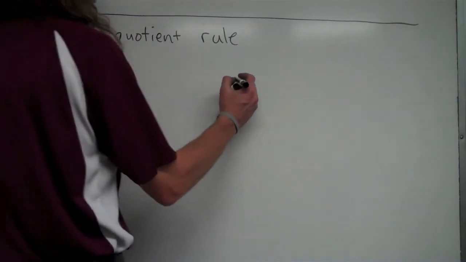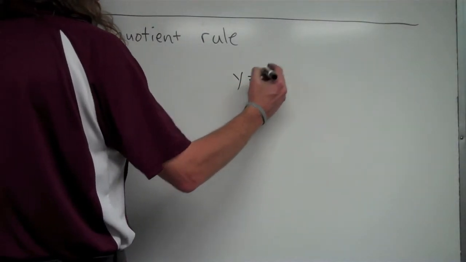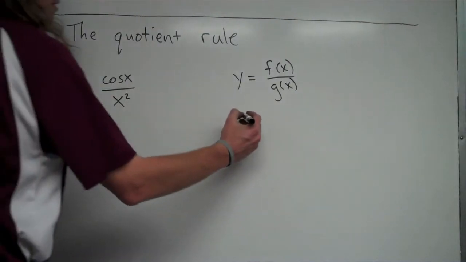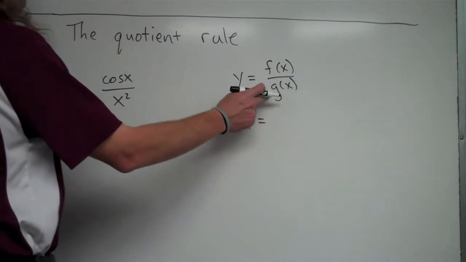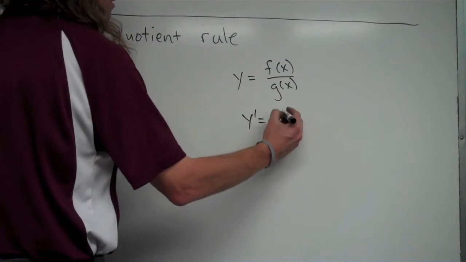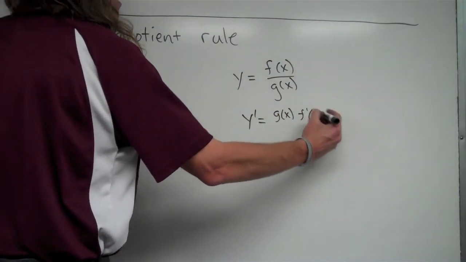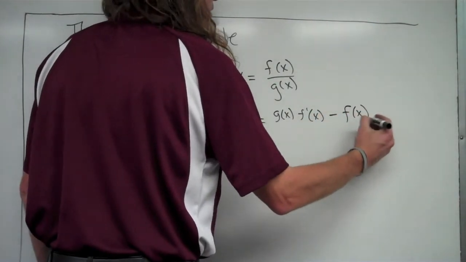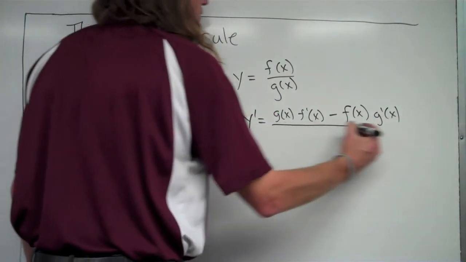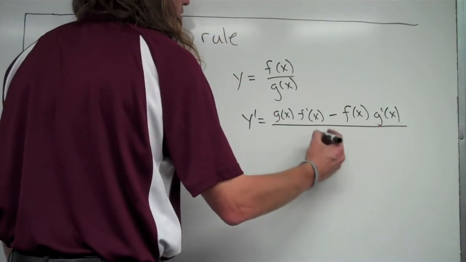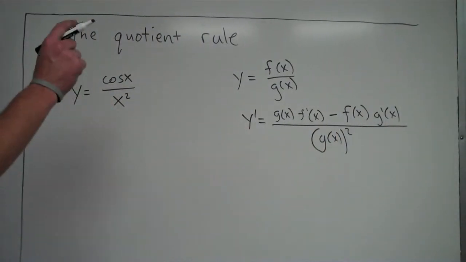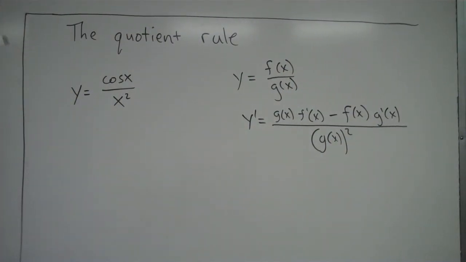Now the quotient rule looks like this. If you have two functions divided by one another, f of x over g of x, the way you take the derivative using the quotient rule is you do the bottom times the derivative of the top, so in this case g of x times f prime of x, minus the top times the derivative of the bottom, so f of x times g prime of x, all over the bottom squared. Again, that's the quotient rule. I just think of it as bottom times the derivative of the top, minus the top times the derivative of the bottom, all over the bottom squared. So let's apply it to this problem right here.